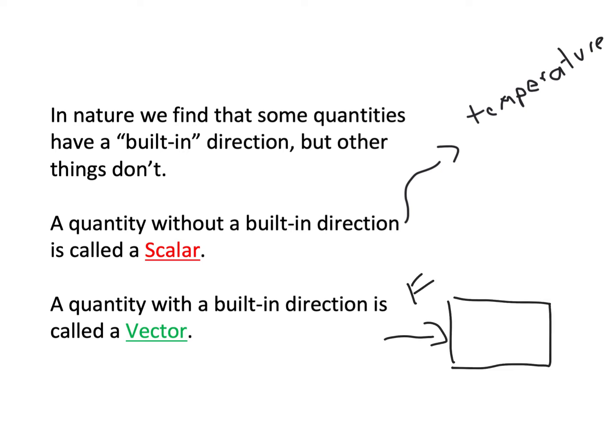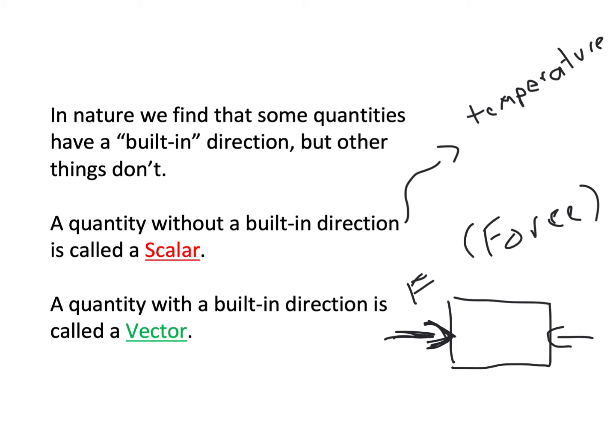Now, some quantities do have a direction built in. An example of that would be a force. Now, what does it mean that the force has a built-in direction? Well, you can see in my picture here, I've drawn a box or something that someone's pushing with a force, and that force is pushing to the right. The direction in which the force is pushing matters, because if I push from the other direction, the box is going to slide in a different way. And so the direction that you apply a force in absolutely matters.